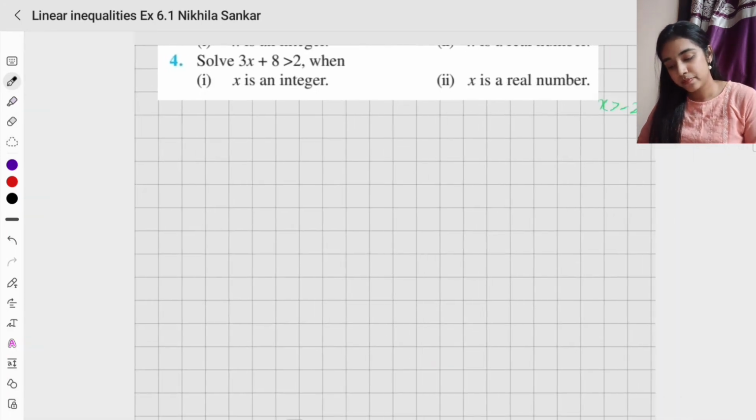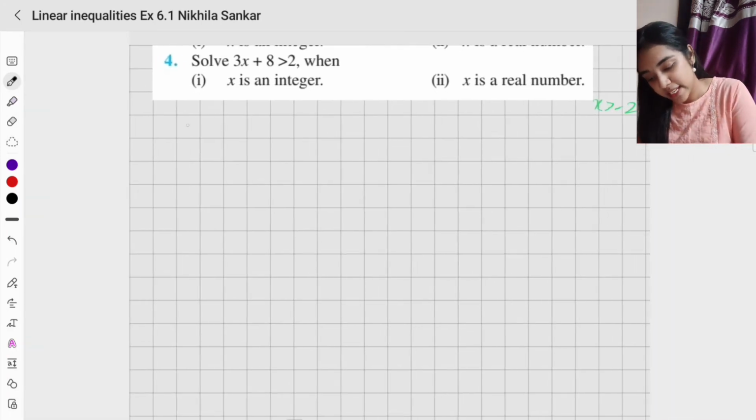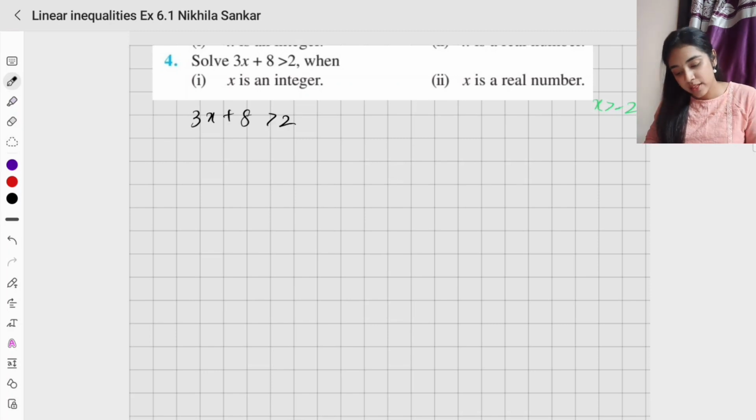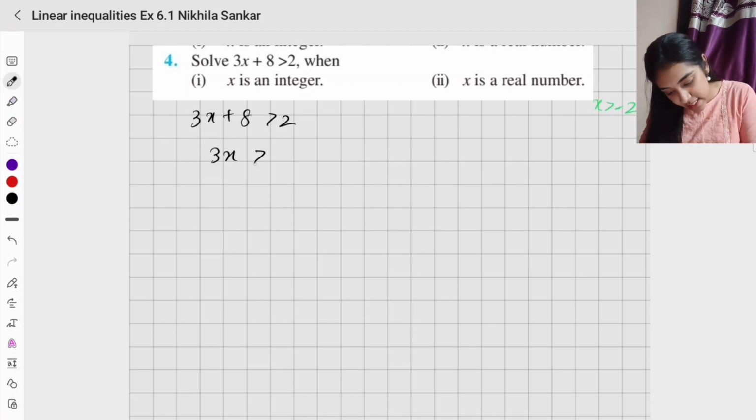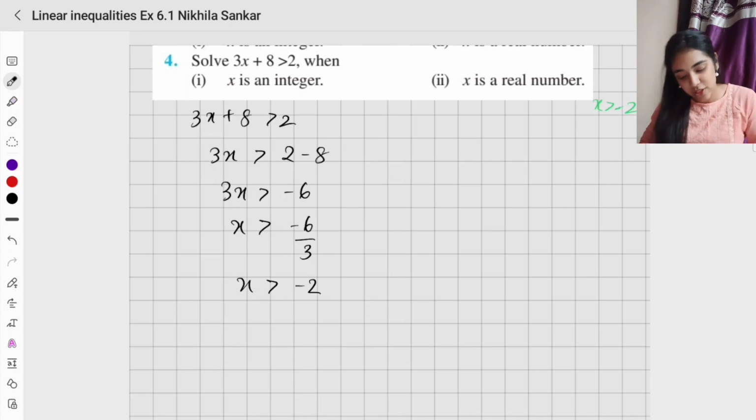Fourth question. Solve 3x plus 8 greater than 2. So 3x plus 8 greater than 2. So I have 3x greater than 2 minus 8, 3x greater than minus 6, x is greater than minus 6 divided by 3, x is greater than minus 2. Here we are only dividing by a positive number, we are dividing by 3. Okay, even though you have a minus 6 here, in this case the negative number does not matter. Only when you are dividing or multiplying by a negative number, the inequality changes. Okay, so x is greater than minus 2 in this case.